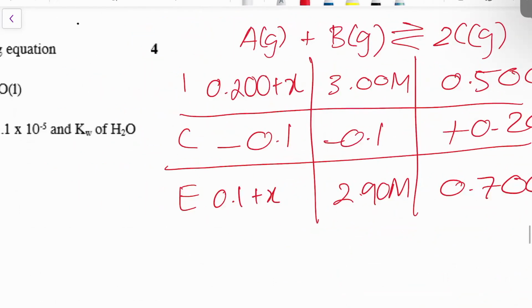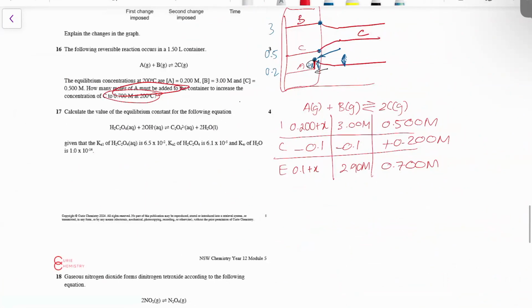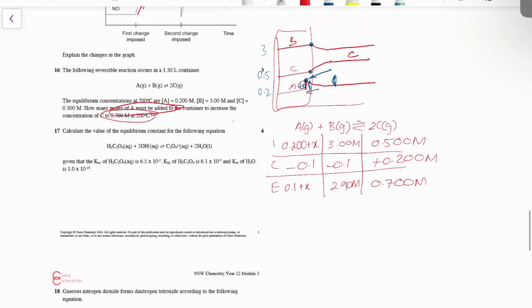Your takeaway from this question is that the C in your ICE table is the gradual change, not the immediate change. If they talk about adding something, then that's a shoot up. The thing that you added is the new initial. So when the question asks you what change you impose, that's actually not the change in the ICE table. That's the new initial.